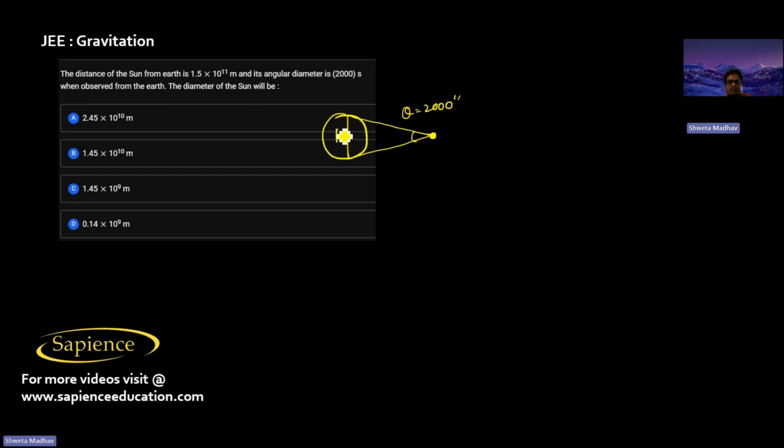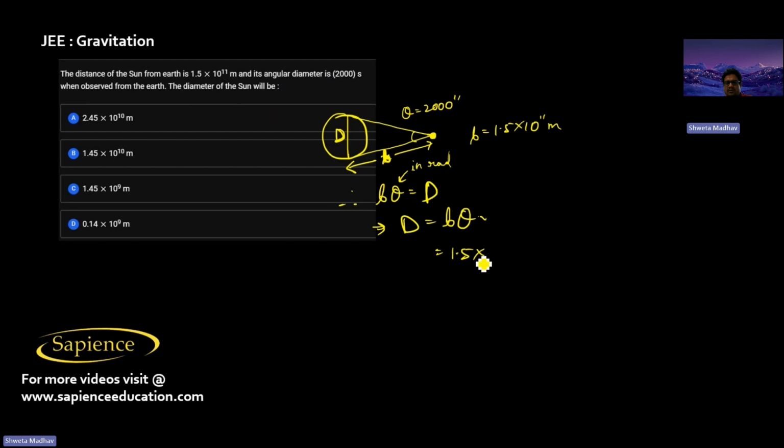Then the diameter of the sun, let's say the diameter of the sun is capital D, and the distance of the sun from the earth, let's call it d. So therefore, I can say that d into theta is equal to D. So the diameter of the sun that you have to find is d into theta. Now this theta we have to use in radians. So this will be 1.5 into 10 power 11 meters into theta, that is 2000 seconds.